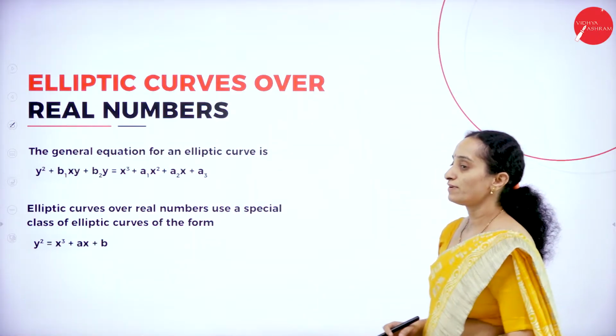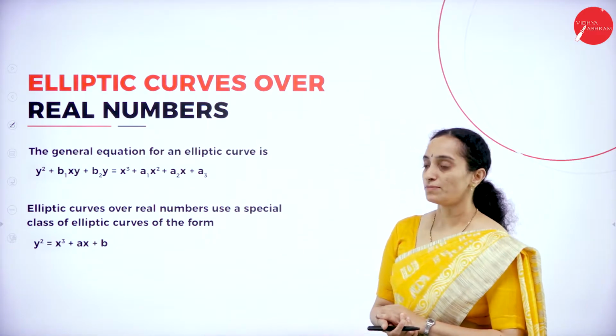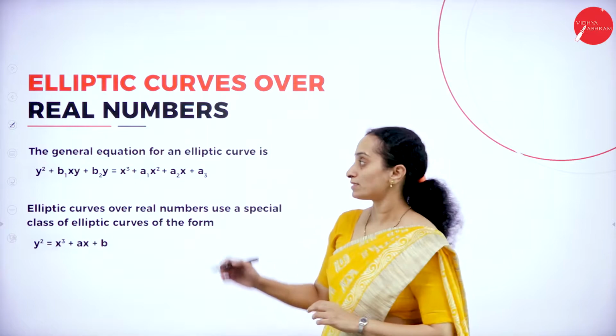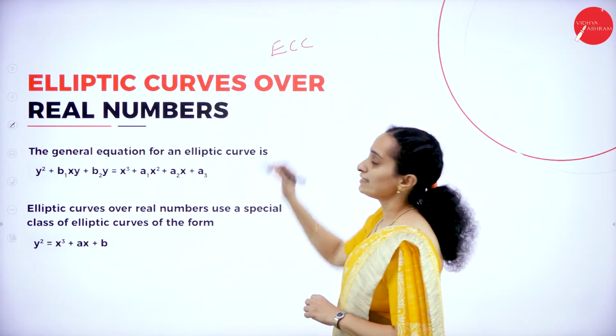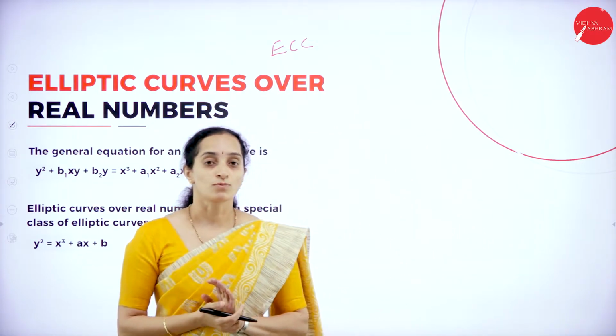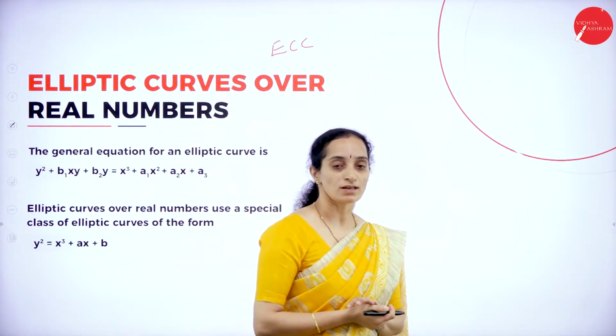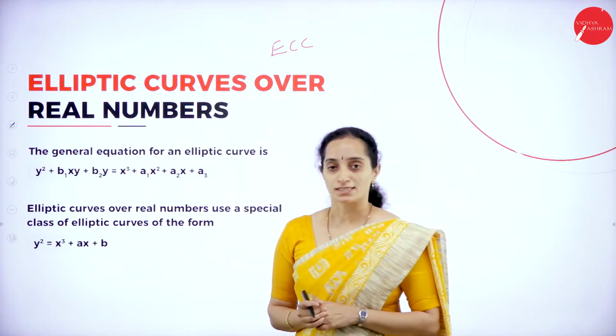Alright. So the first thing is the elliptic curve crypto system. The elliptic curve crypto system, popularly known as ECC, is the strongest and most widely used cryptographic system in network security.